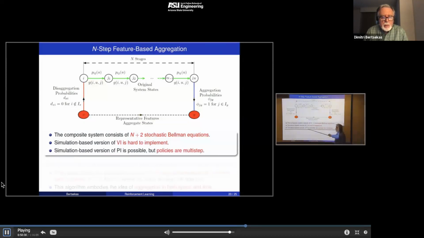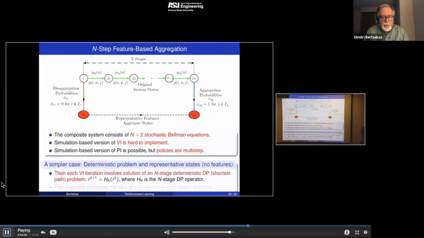You can implement policy iteration because for a given policy, you can do Monte Carlo across these transitions. There's no minimization. However, the policies that you implement are multi-step. They're not just single-step policies, but n-stage policies. So that complicates things for a general stochastic problem.